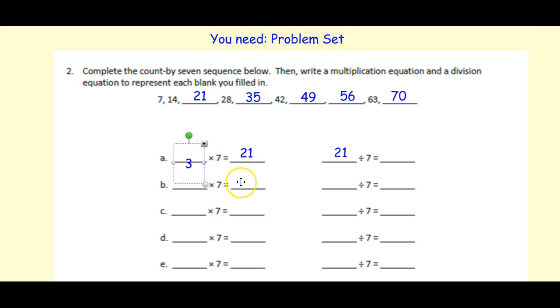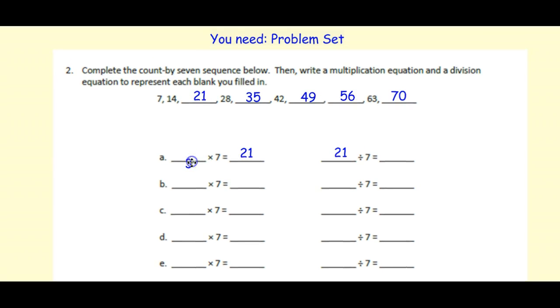So 3 times 7 gave me 21. And I know that 21 divided by 7 was 3. My next number was 35. And I know that 5 times 7 gives me 35. And 35 divided by 7 is 5.